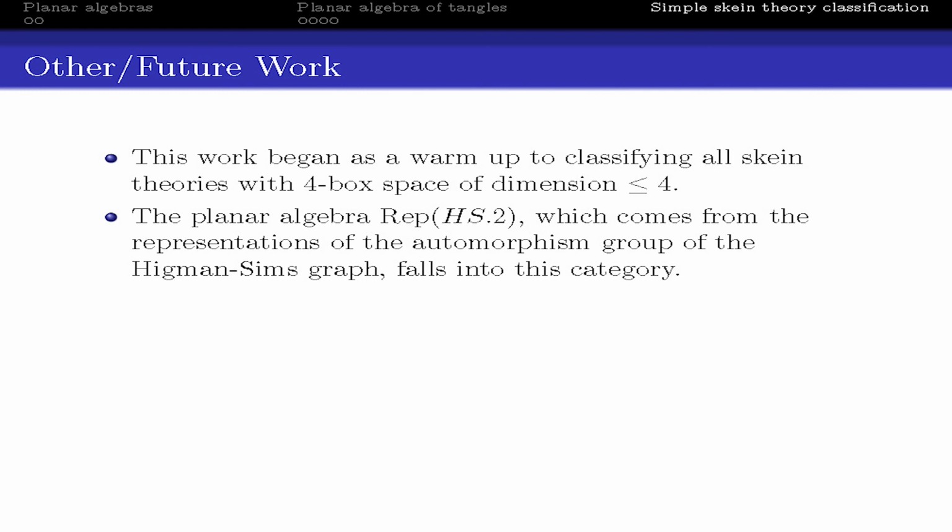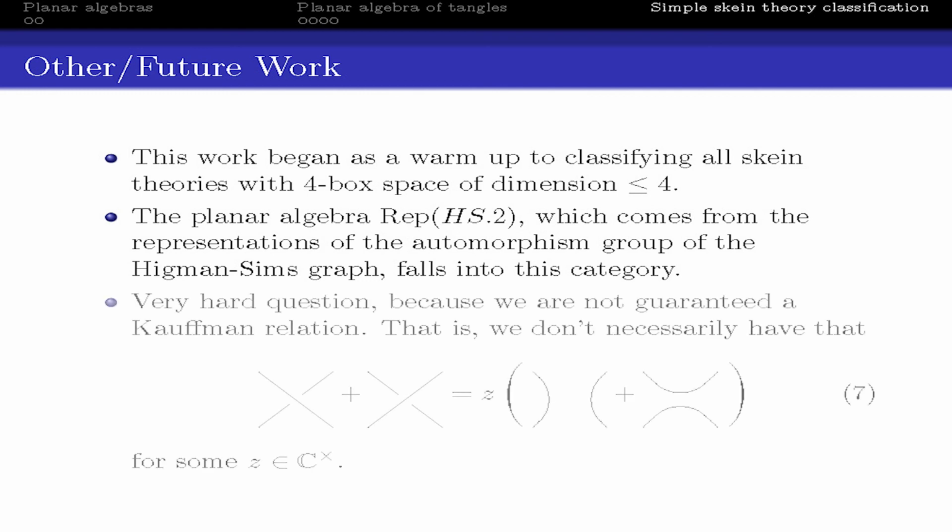So one example of such a planar algebra that we know exists in that category is coming from the representation theory of the automorphism group of the Higman-Sims graph, which is just the Higman-Sims group semi-direct product with Z mod 2. And this turns out to be a very hard question. And the reason that this is a hard question is because we aren't guaranteed a Kauffman relation. That is, we're not guaranteed a relation of the following form for some z in the complex numbers.